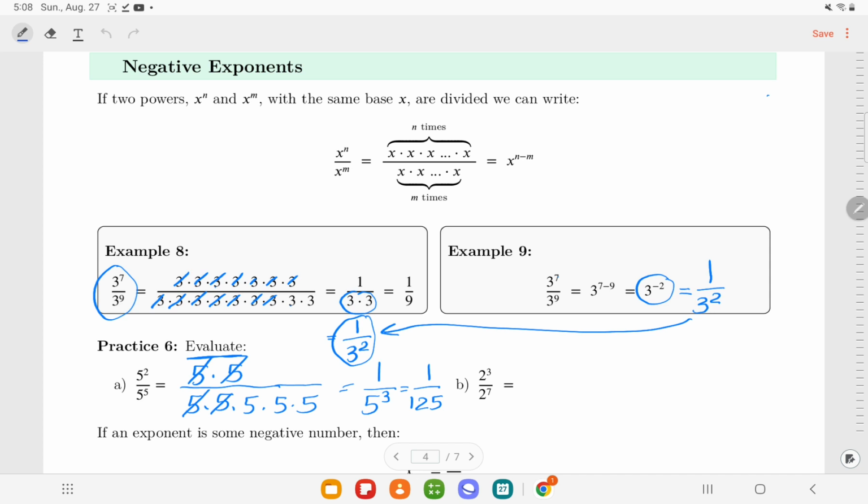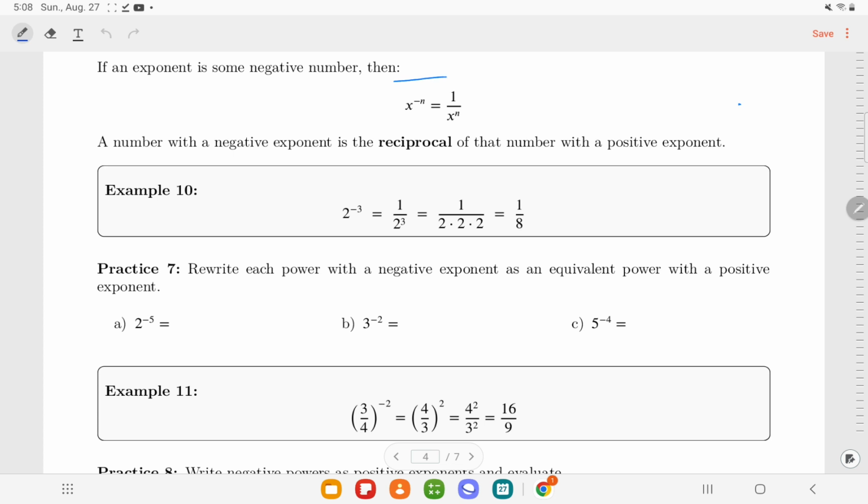We could also apply the other rule. Keep the base, subtract the exponents. 3 minus 7 is negative 4. We need to evaluate it. So we know that that's 1 over 2 to positive exponent 4. And that equals 1 over 2 times 2 is 4, 2 times 2 is 4, 4 times 4, 16. 1 over 16.